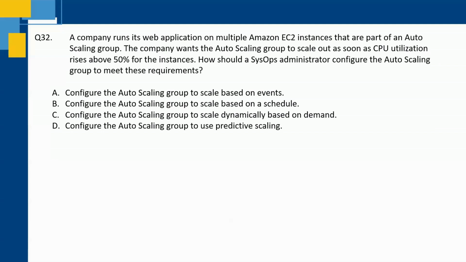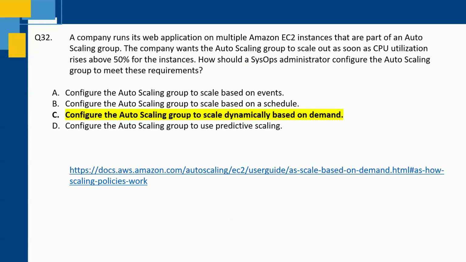Your options are: configure the auto-scaling group to scale based on events, configure the auto-scaling group to scale based on a schedule, configure the auto-scaling group to dynamically scale based on demand, configure the auto-scaling group to use predictive scaling. Now folks, the best approach would be to make use of dynamic scaling. You will use CPU utilization as a metric to trigger scaling with a criteria of utilization above 50%. Feel free to browse through the link on your screen to understand more about dynamic scaling and how you can use it in your implementation.